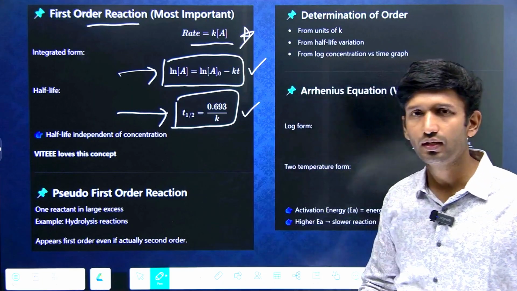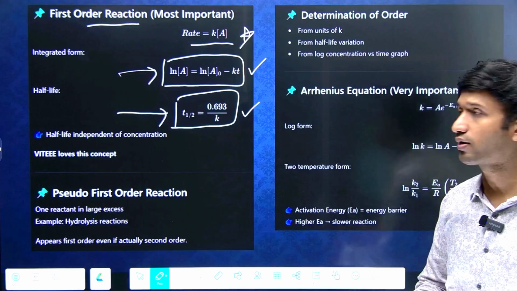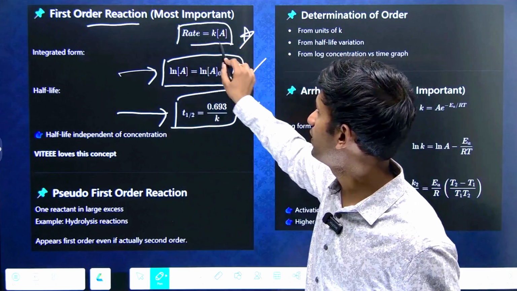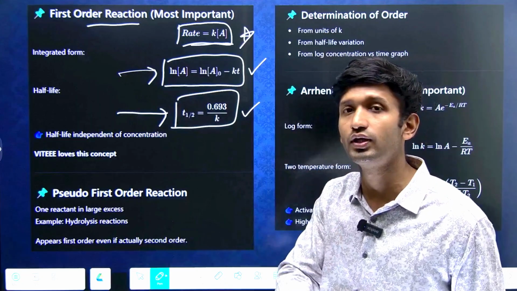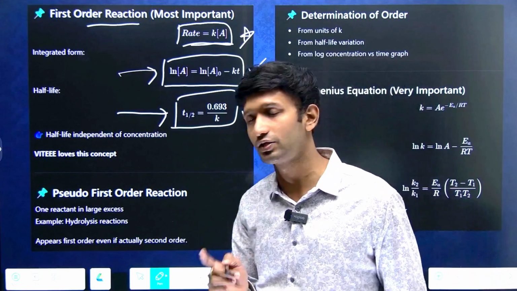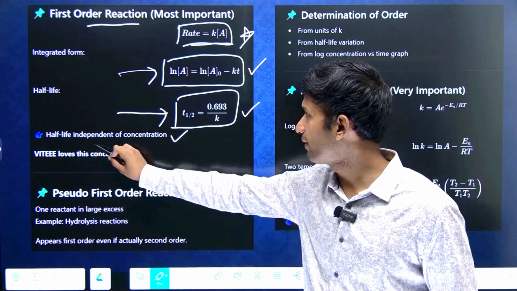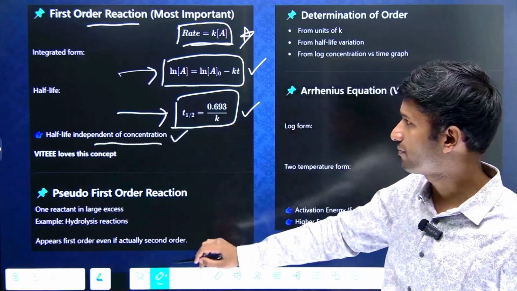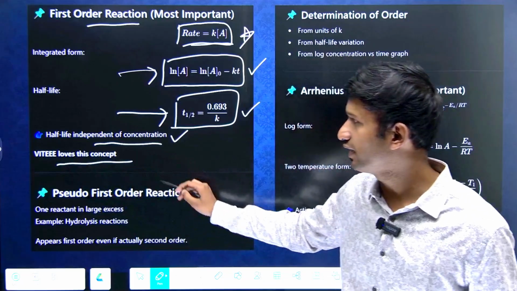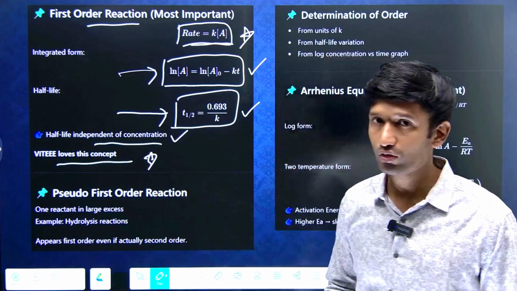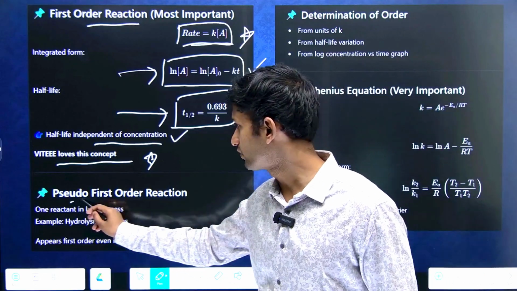Whenever we are learning about the zero order reactions or the first order reactions, remembering the basic fundamental formula is important. Plus we also need to focus on the integrated form as well as the half life formula. Here half life is independent of the concentration. So remember that. And definitely VITEEE loves this concept. So you can expect 1 or 2 questions from this area, as I have said previously.